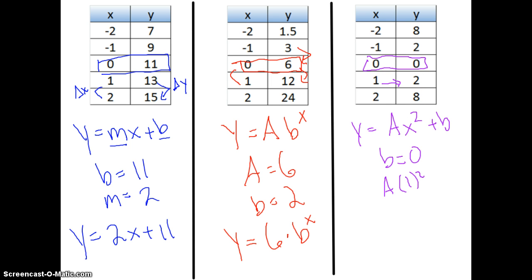And so the coefficient that's going to make this wider or narrower is 2. And so my function is 2x squared plus 0, or if I don't want to waste the time writing plus 0, just 2x squared.